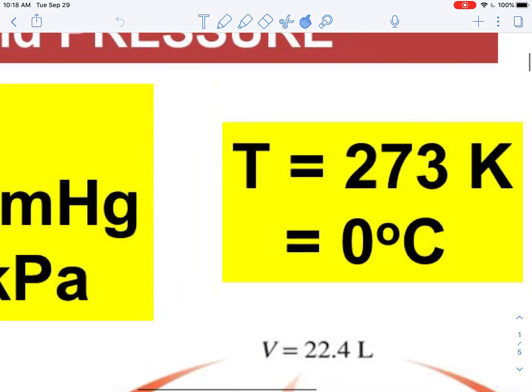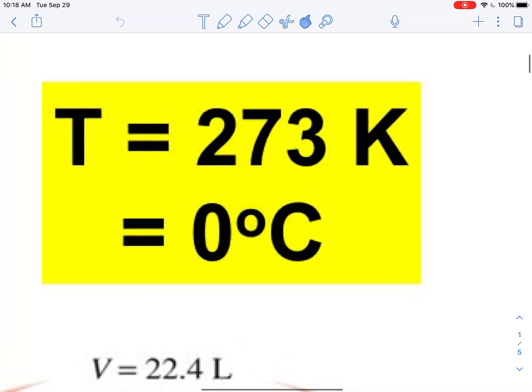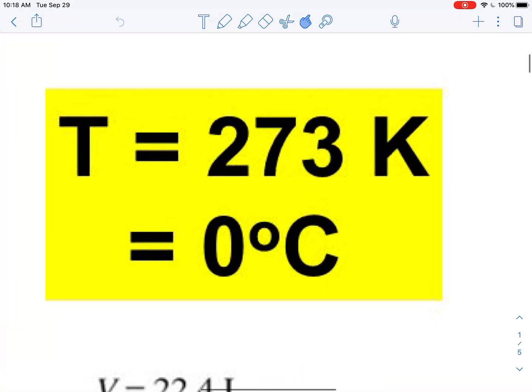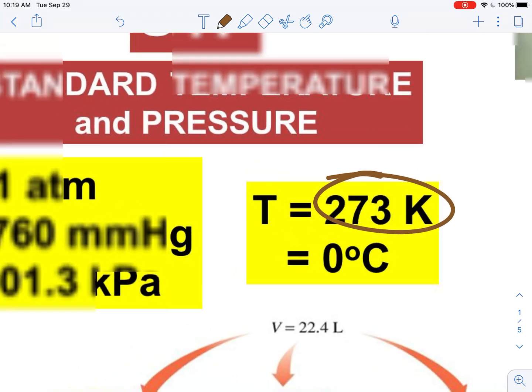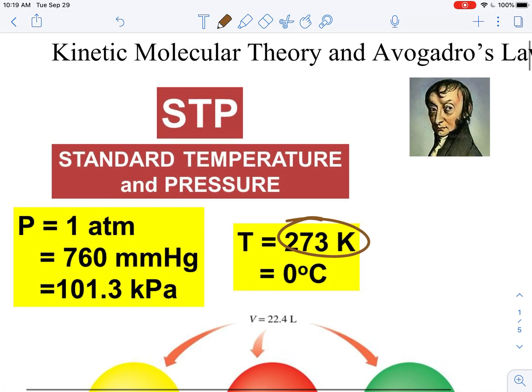All right. Now, for temperature, though, it is 0 degrees Celsius, which is 273 Kelvin. So if you're talking about temperature, you're talking about 273 in the Kelvin zone. All right, so what Avogadro did was he started to investigate a bunch of different gases.